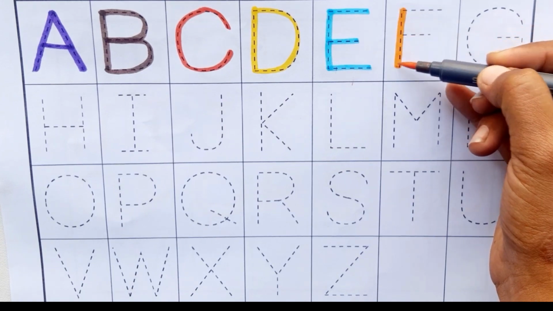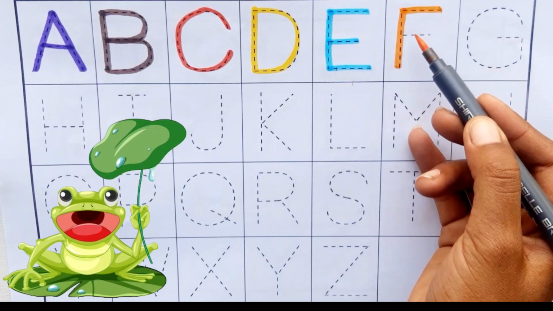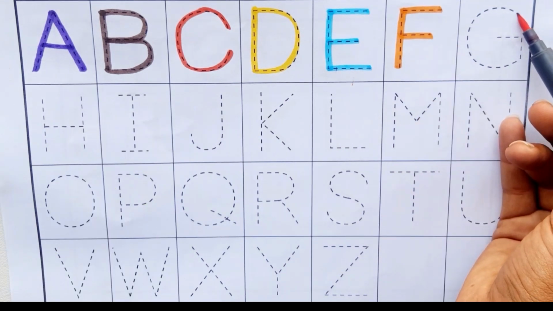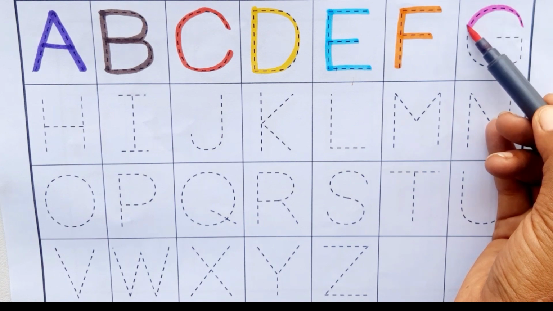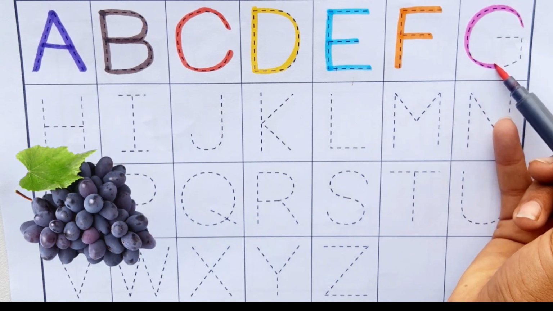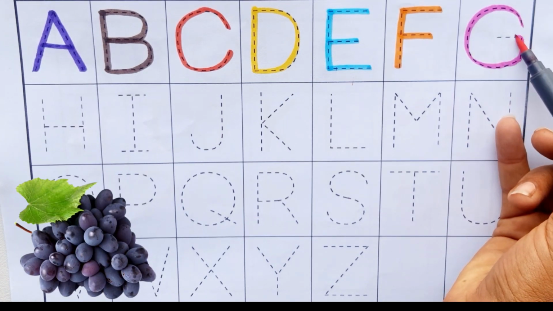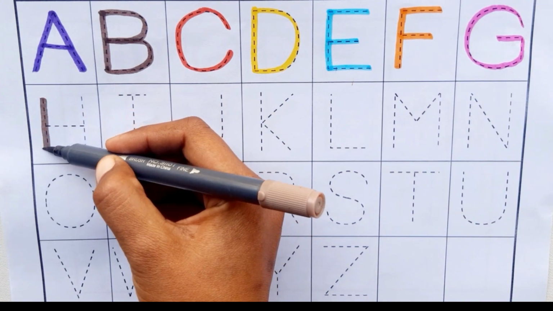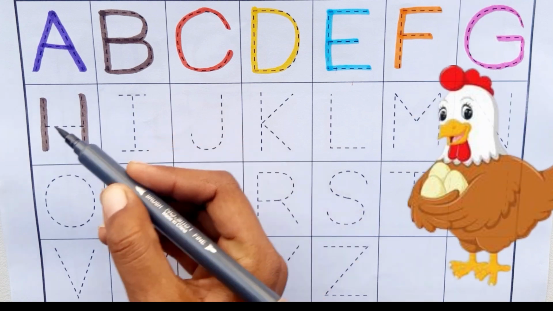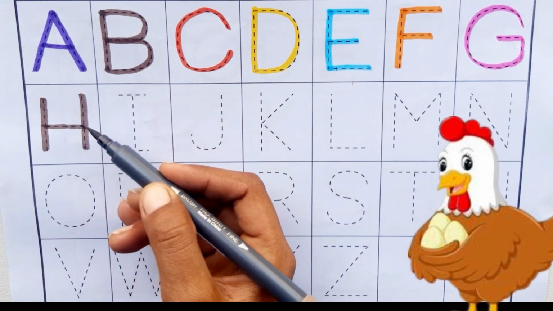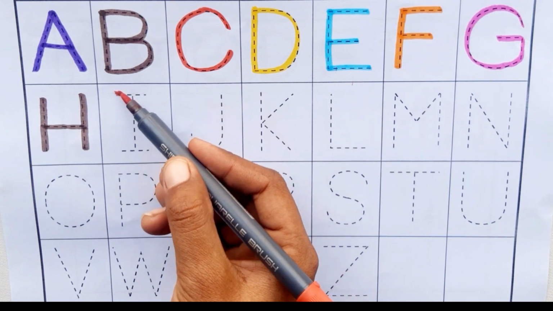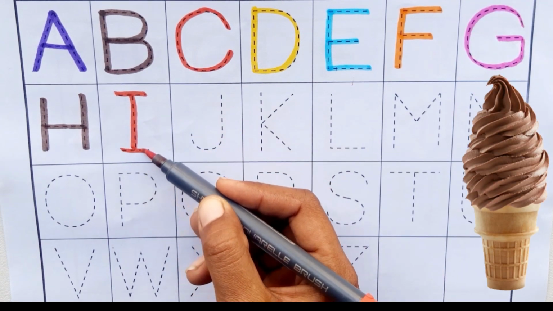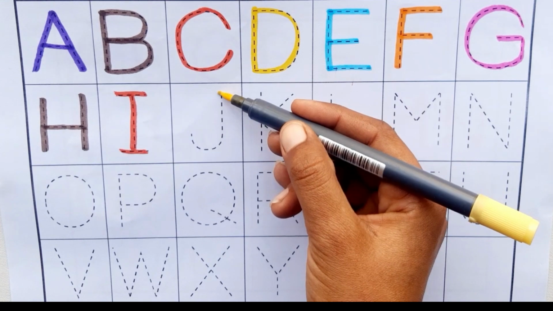F for frog, F for frog. G for grapes, G for grapes. H for hen, H for hen. I for ice cream, I for ice cream.